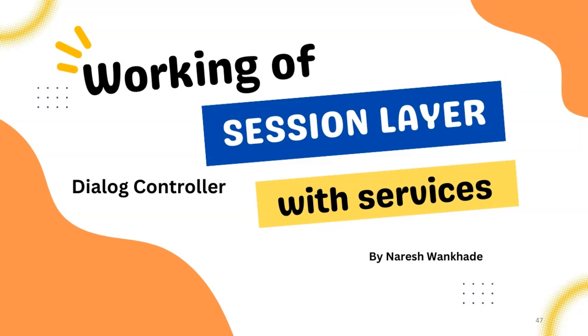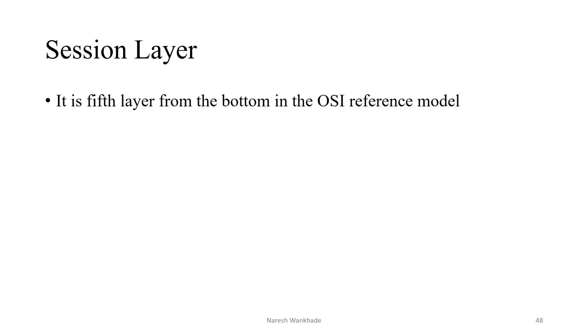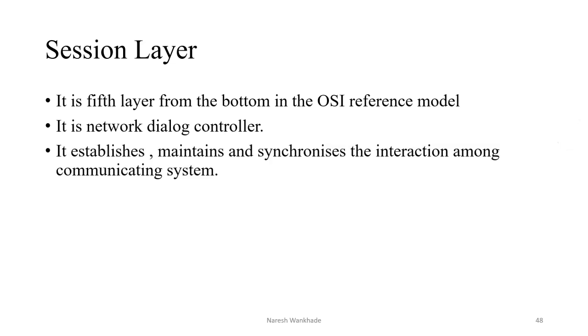In this video lecture we will see the working of the session layer with its services and responsibilities. We know that the session layer is the fifth layer from the bottom in the OSI reference model. It is also known as the network dialog controller layer. It is used to establish, maintain and synchronize the interaction among different communicating systems, meaning between sender and receiver.